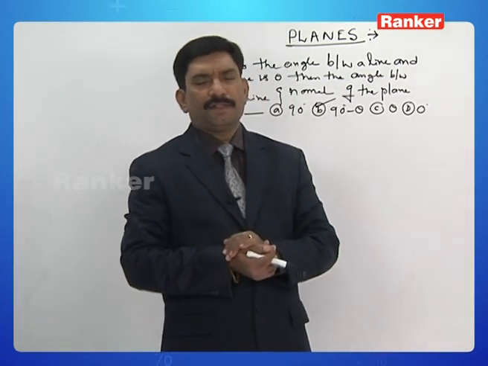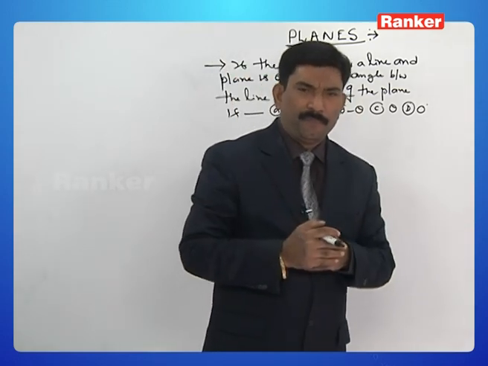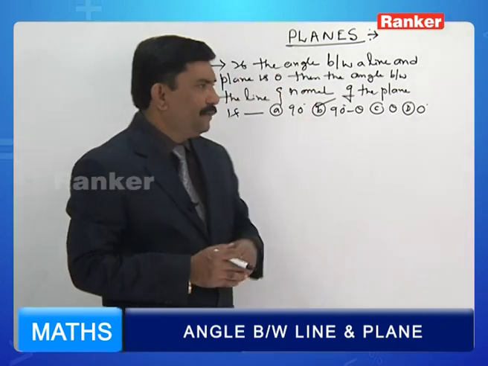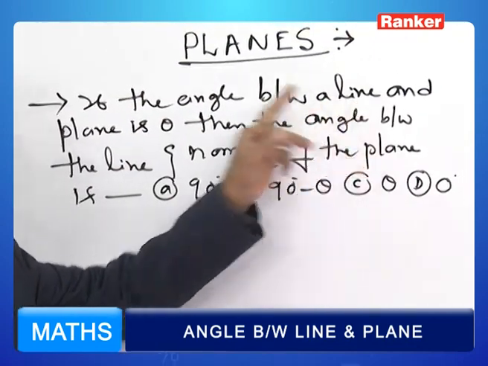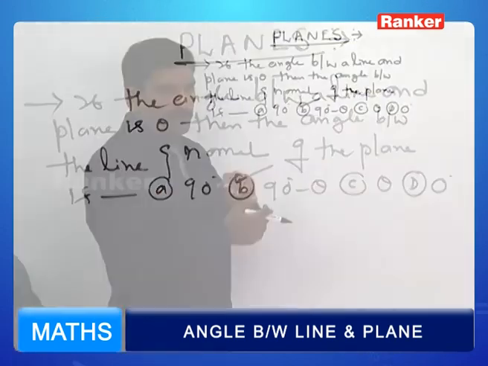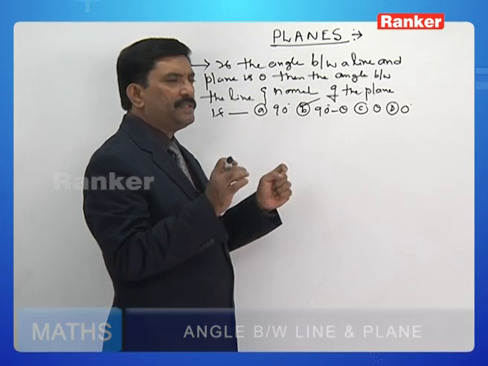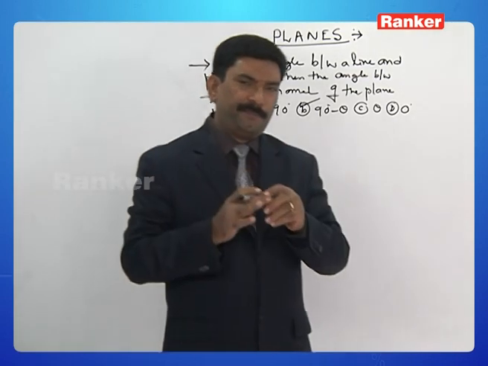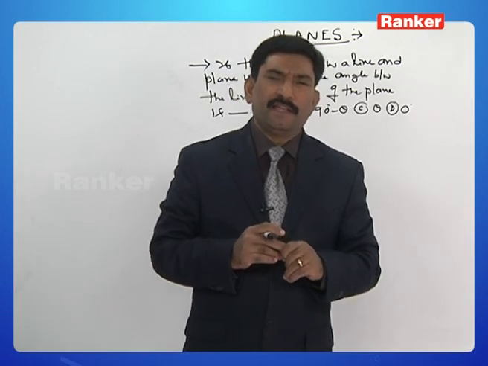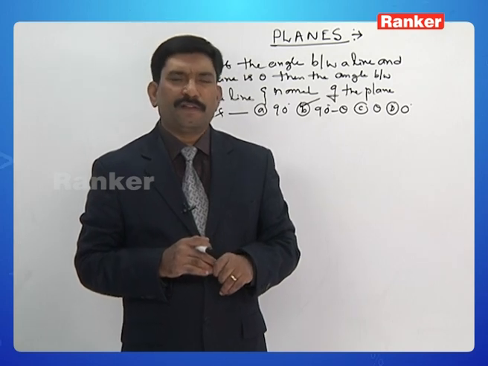Students, let us recall the definition of angle between a line and a plane. When a line is given and a plane is given, if the angle between a line and a plane is theta, then the angle between the line and a normal is dash. We know that a plane is always identified with a normal. When any line makes an angle theta with the plane, then it makes an angle 90 minus theta with the normal.